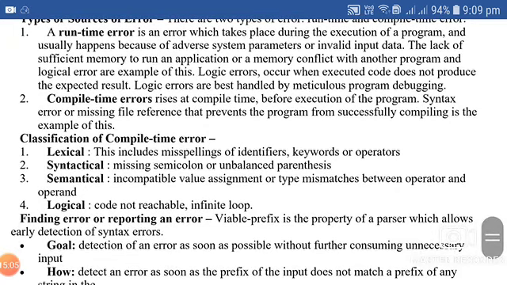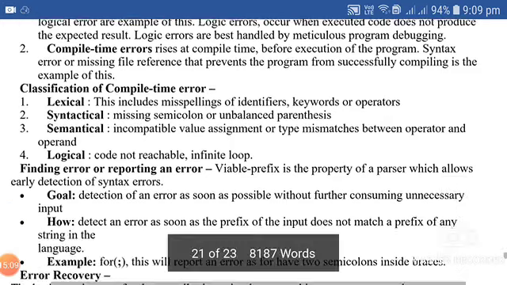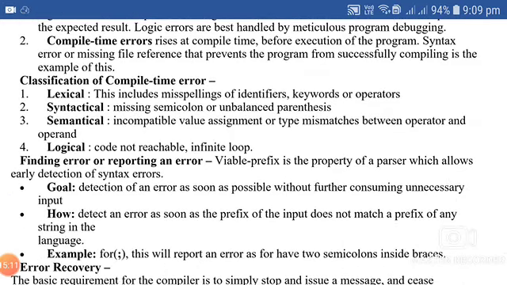Classification of compile time errors: lexical, syntactical, semantical, logical. Lexical includes misspelling of identifiers, keywords or operators. In syntactical, a missing semicolon or unbalanced parentheses. In semantical, incompatible value assignment or type mismatches between operator and operand. And in logical, unreachable code, infinite loop, etc.